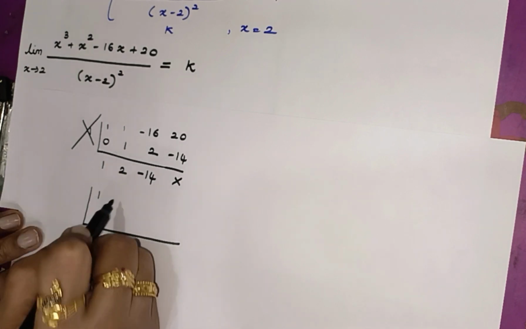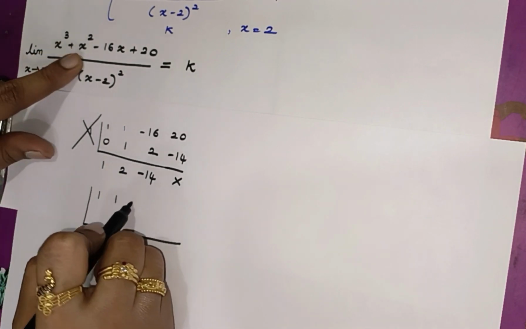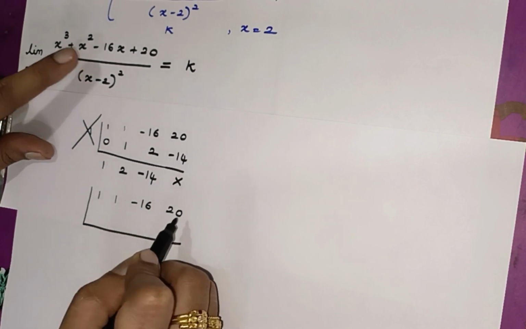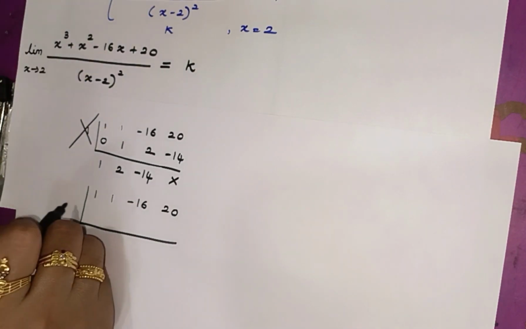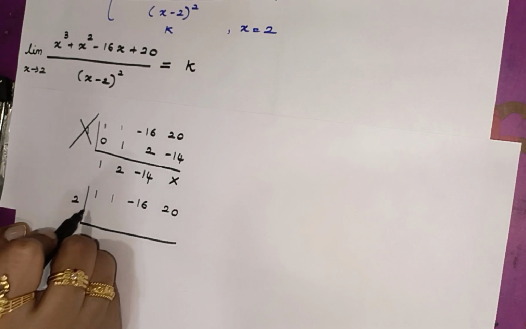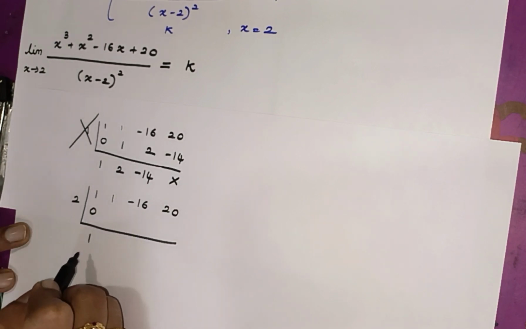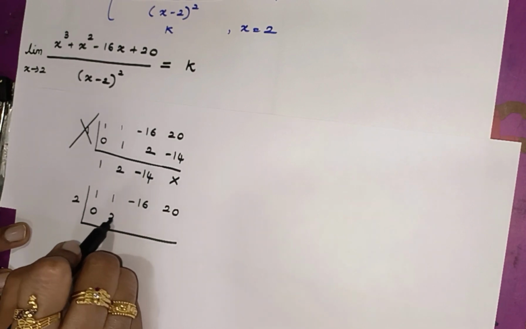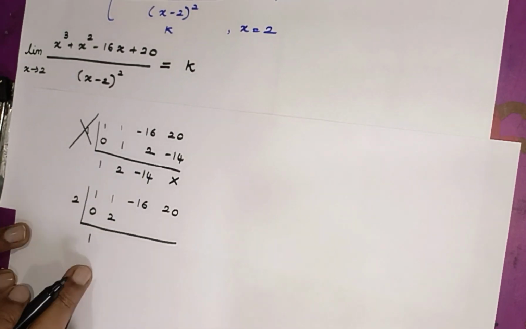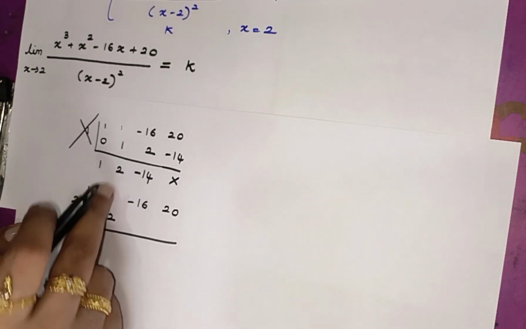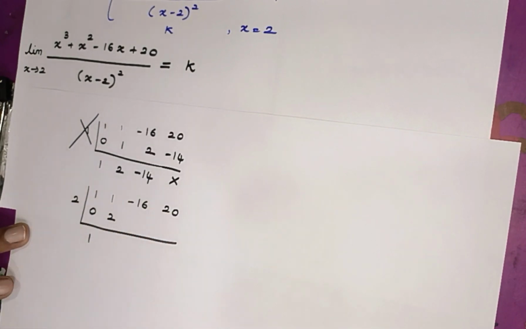Same coefficients: 1, 1, minus 16, 20. Now I am going to take 2. The first number always should be 0. 1 plus 0 is 1. 2 ones are 2. We always have to multiply these terms, and then add or subtract along these terms.